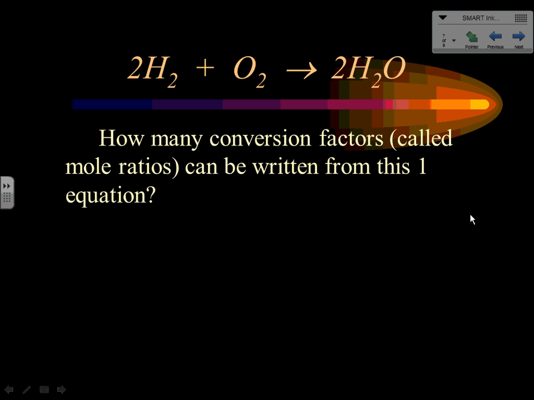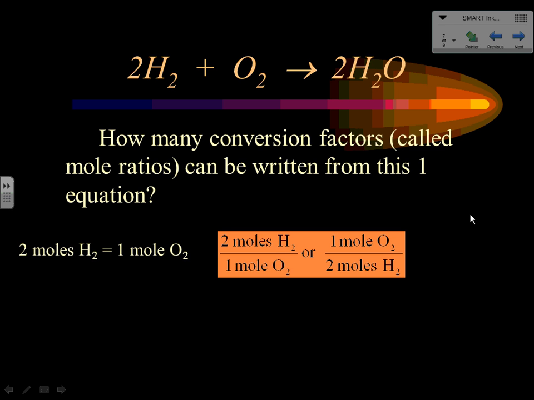Now, how many conversion factors, called mole ratios, can be derived or written from the above equation? Remember, every single equality can give us 2 different conversion factors. So what are the different equalities? Well, we looked at the relationship between hydrogen and oxygen. We've got 2 moles of hydrogen for every 1 mole of oxygen. So that one equality is going to give us these 2 mole ratios. Well, that's not the only equality. We just compared this substance to that substance.